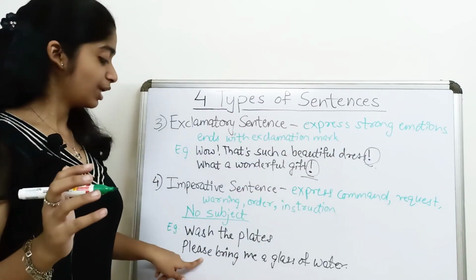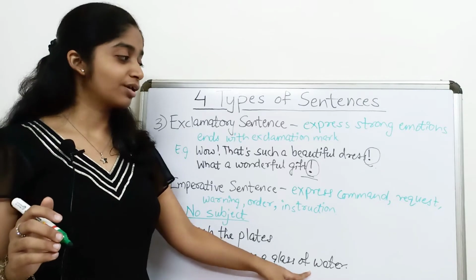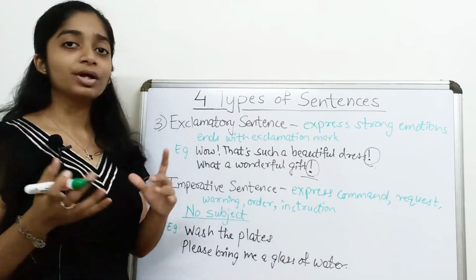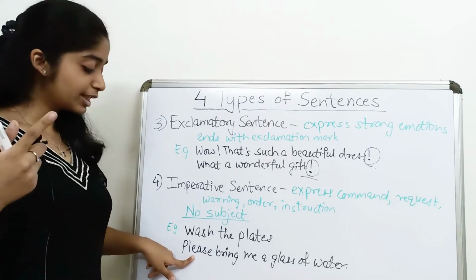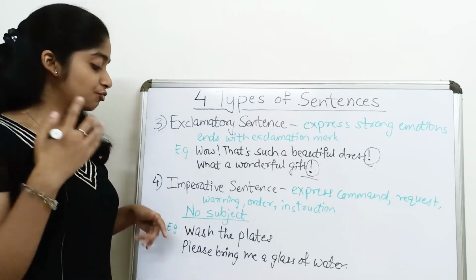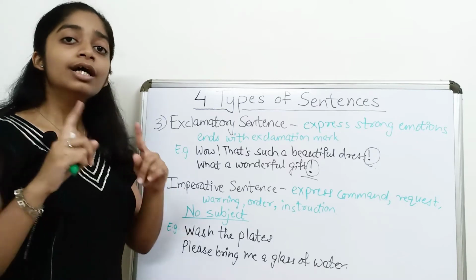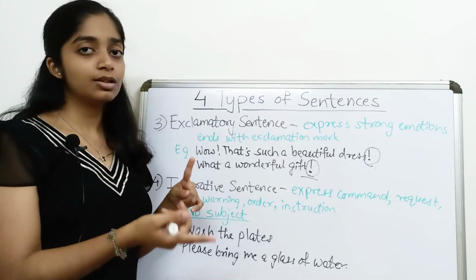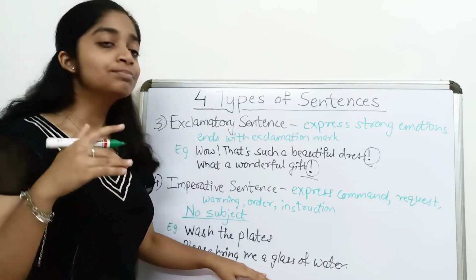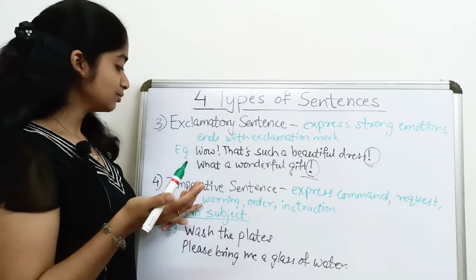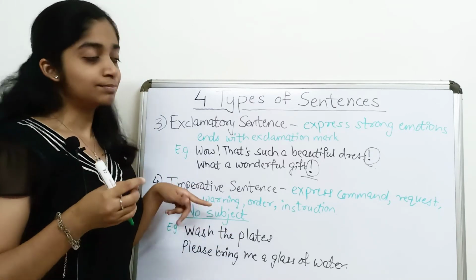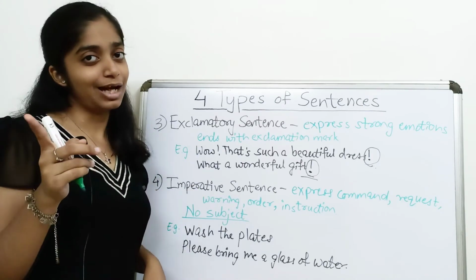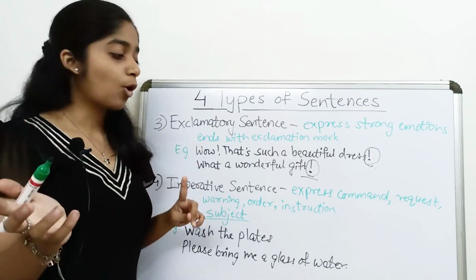Another one is: please bring me a glass of water. This expresses request. How do we come to know? Because due to the usage of the word please, whenever we see please in a sentence, it expresses request. We are requesting the other person to bring me a glass of water. Then we have warning. Don't do this. We tell our students, don't copy in the exams. So that becomes a warning.